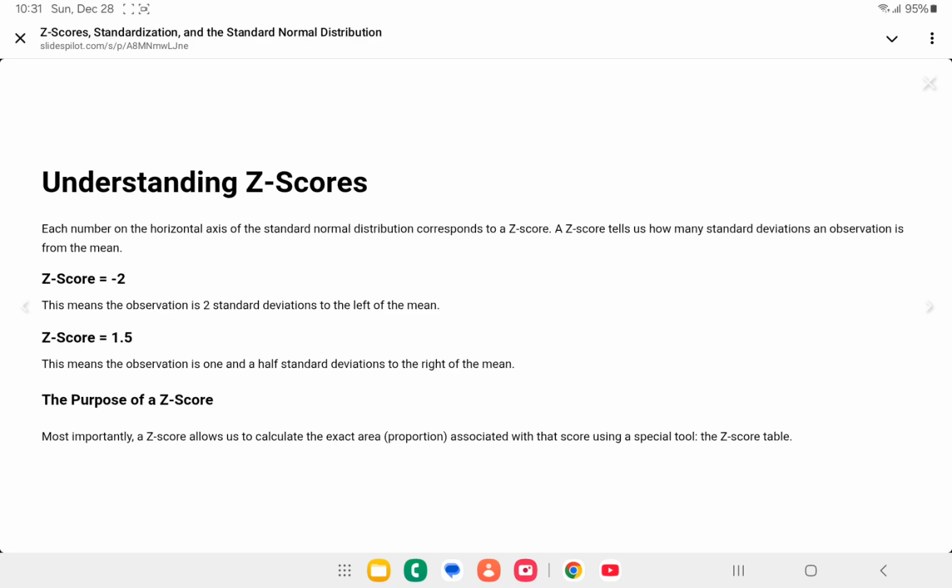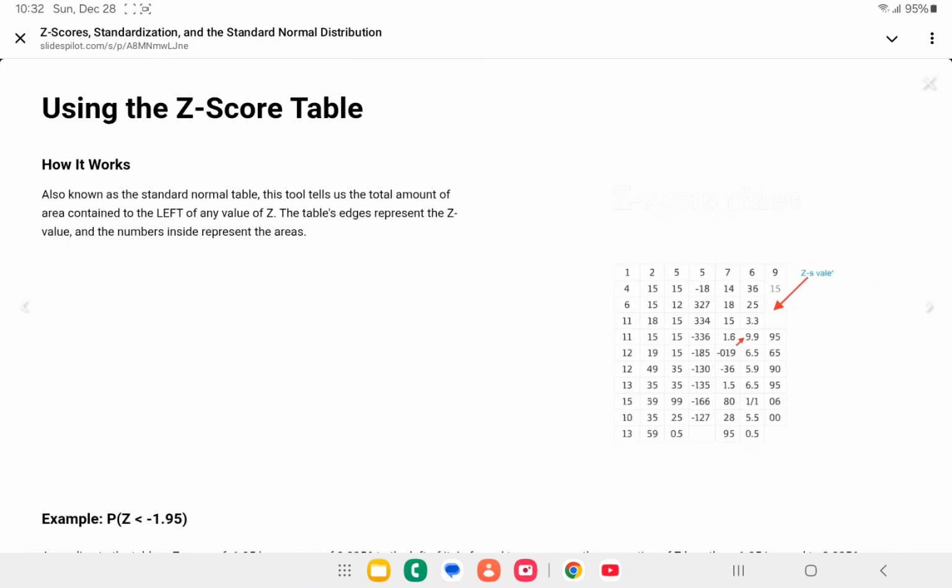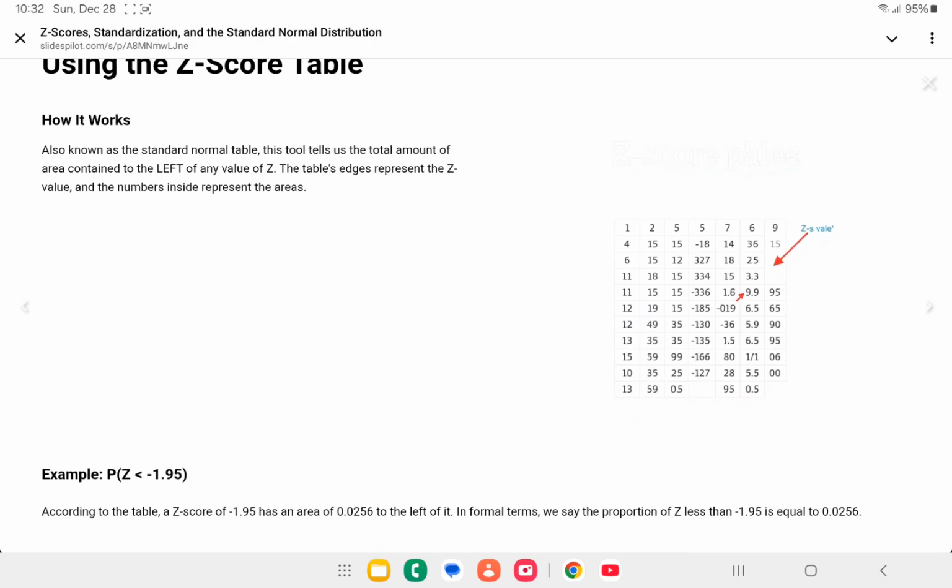Most importantly, a Z-score allows us to calculate how much area that specific Z-score is associated with, and we can find out that exact area using something called a Z-score table, also known as the standard normal table. This table tells us the total amount of area contained to the left side of any value of z. For this table, the top row and the first column correspond to z values, and all the numbers in the middle correspond to areas. For example, according to the table, a z-score of -1.95 has an area of 0.0256 to the left of it. To say this in a more formal manner, we can say that the proportion of z less than -1.95 is equal to 0.0256.